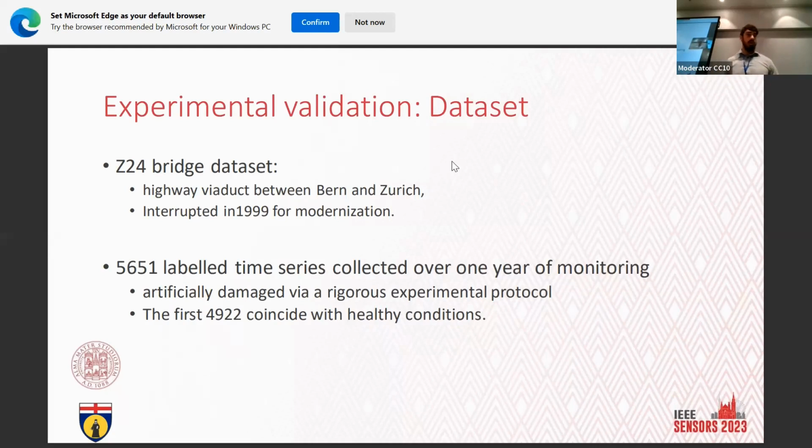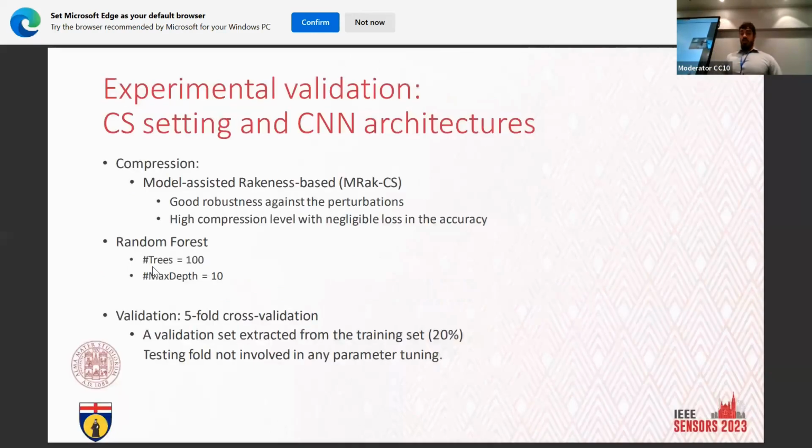We used real-world data. We use the data from a real-world bridge from the Switzerland Highway that was decommissioned in 1999, and it has been manually damaged for 1 year. So we have data of the healthy status and of the damaged status. And we have around 5,000 data. Let me go to the experimental setting.